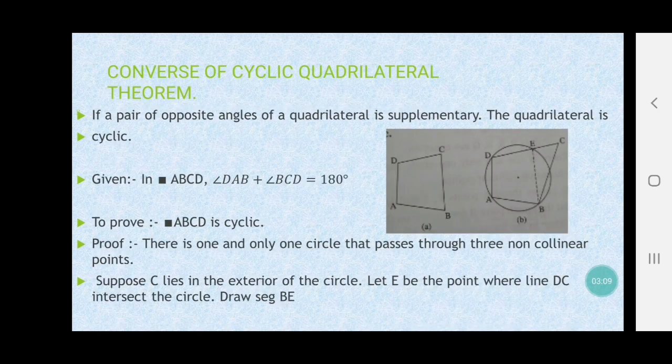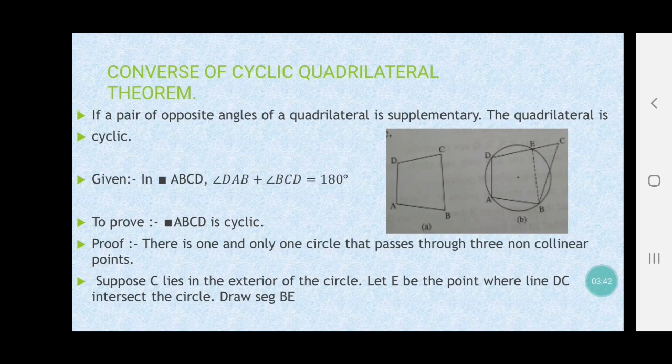Next is the converse of the cyclic quadrilateral theorem. Now, converse means, what is given to us? The given part is that opposite angles are supplementary, and we have to prove that the quadrilateral given is a cyclic quadrilateral. So here the statement is: if a pair of opposite angles of a quadrilateral is supplementary, the quadrilateral is cyclic. This we have to prove.